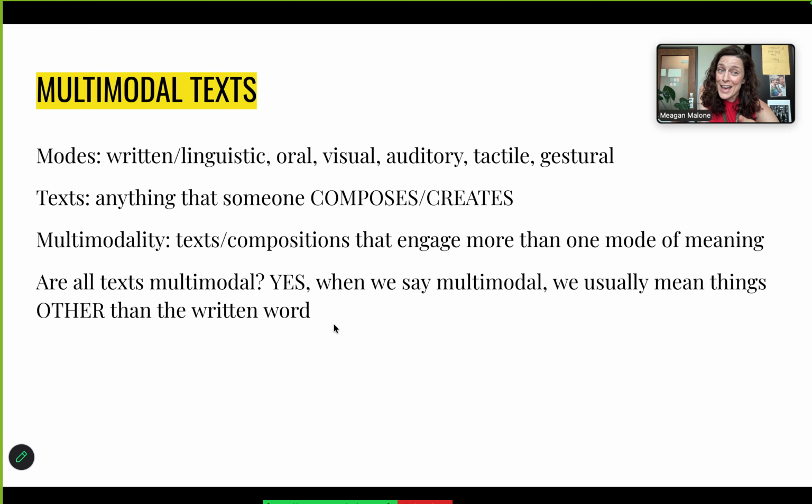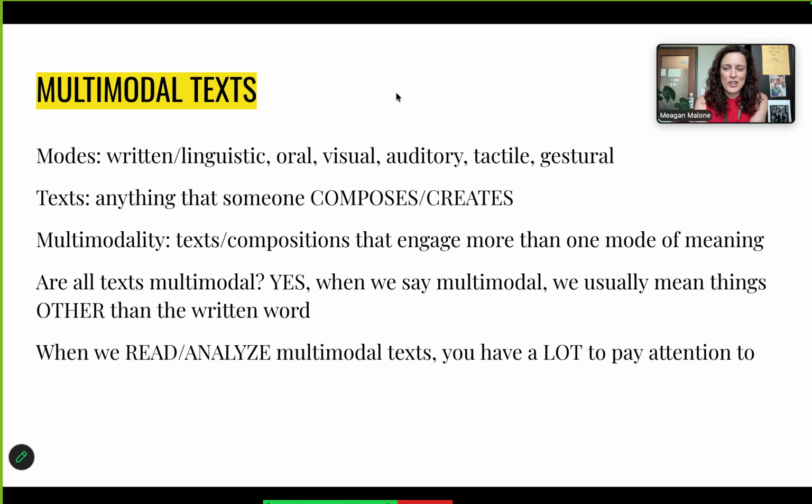So are all texts multimodal? In a way, yes, because even if you have the written word, you still have a visual. You're actually looking at something. You have layout. You have all kinds of stuff. So yes, all things in essence are multimodal because there are lots of different ways we can get meaning out of them. But when we say multimodal, what we usually mean is something that's not just a written essay. What we're going to be focusing on in class for this unit is moving images with sound, so film and music videos specifically.